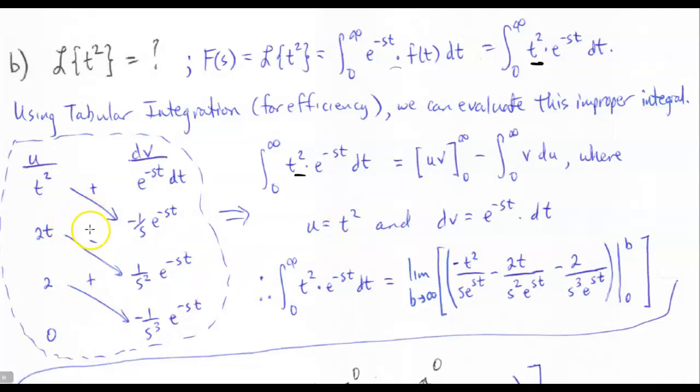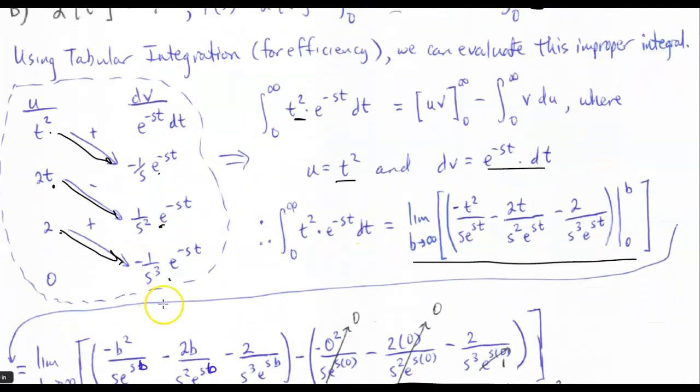I can do this form of tabular integration, where I just do successive derivatives of t squared and successive antiderivatives of e to the minus st, and then diagonally go across, multiply these 2 terms, minus multiply these 2 terms, plus multiply these 2 terms, and then of course do it over the limits of integration to evaluate what the corresponding integral would be.